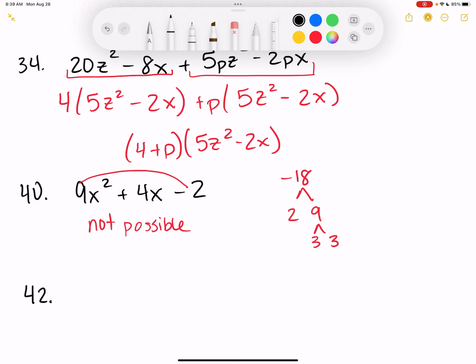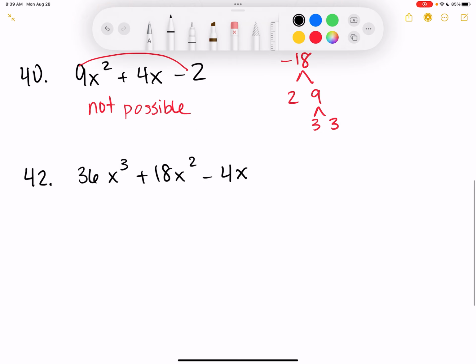42, 36x cubed plus 18x squared minus 4x. So we want it obviously to look like the problem above. So when there's an x in every term or something I can take out, I want to see if I can take out the greatest common factor. So this is going back to like the first problems that we did. So is there something I can take out of all of these pieces?